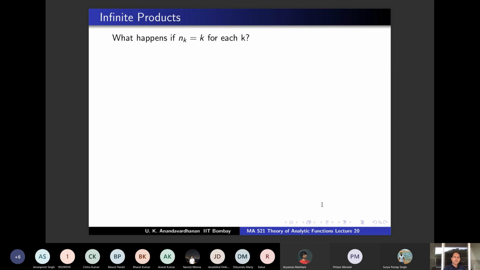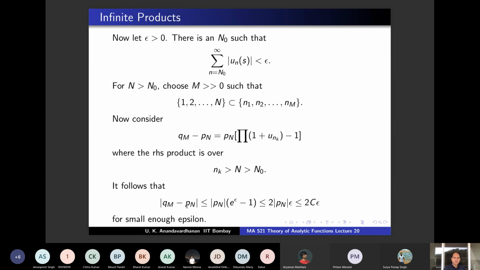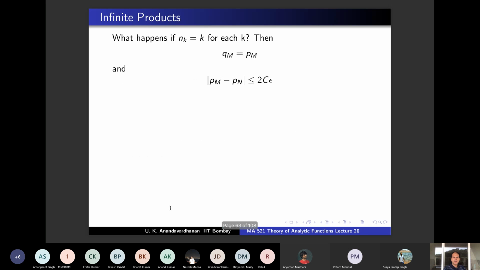Now see what happens if nk is k. If you did not rearrange, if n1 is 1, n2 is 2, etc., then qm is pm. So what you will get is pm minus pn is less than or equal to 2c epsilon, right? If you did not rearrange, the argument we gave will give you that pm minus pn is less than or equal to 2c epsilon whenever m and n are bigger than something. Depending on epsilon, you choose an n naught, and beyond that you will get this. So what does that mean? That means the sequence pm is uniformly Cauchy. Beyond a stage, you can make it less than 2c epsilon.